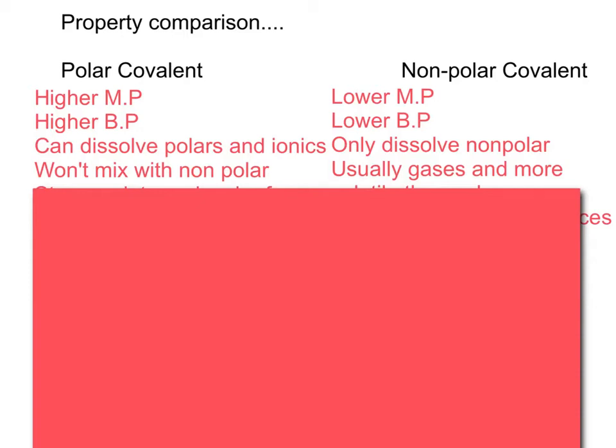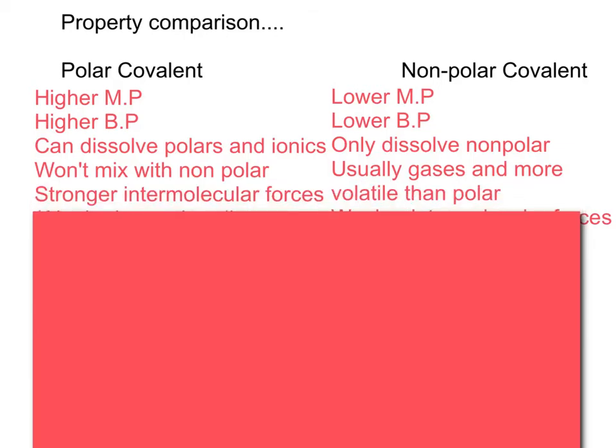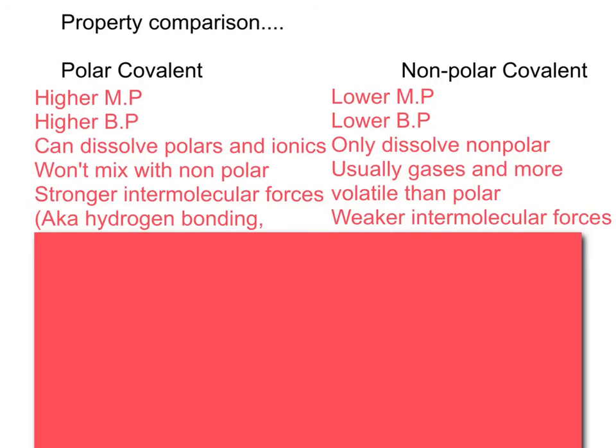All right. And then for nonpolar, they're usually gases, and they're more volatile than the polar ones. Polar covalent have stronger intermolecular forces, aka hydrogen bonding, while nonpolar have weaker intermolecular forces. And due to that, the ones that have stronger intermolecular forces have higher melting points and higher boiling points. It takes more energy to force the molecules away from each other. And the weaker intermolecular forces, of course, have a lower melting point and a lower boiling point. So these are going to tend to be gases at lower temperatures than those polar covalents would be.